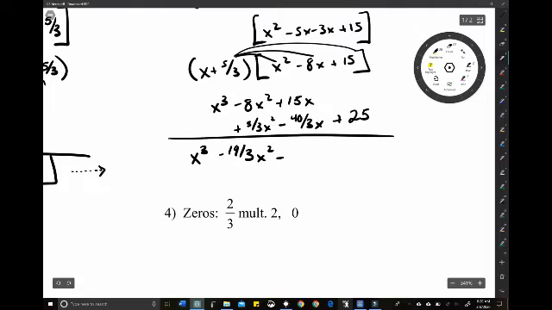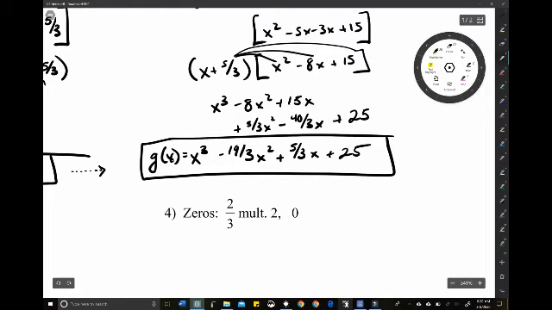Minus, so let's take 15 minus 40/3. It's actually plus 1 2/3, 5/3 x, and plus 25. Okay, we'll call it g of x. It doesn't really matter, but that's that one there.